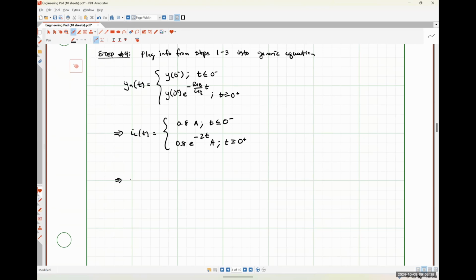And then VL2 of t is going to be 0 volts for t less than or equal to 0 minus, and negative 16 fifths e to the minus 2t volts for t greater than or equal to 0 plus, where I literally just took the little bits and bobs from each one of our steps and plugged them into the generic equations. So just to be super duper clear here, this 2 simply represents REQ over LEQ.